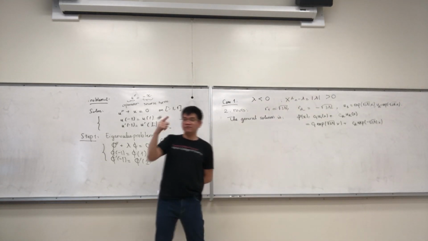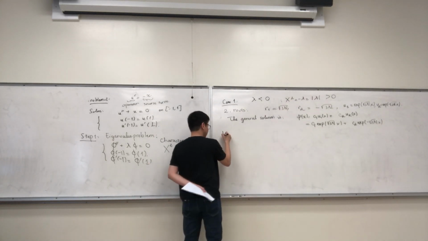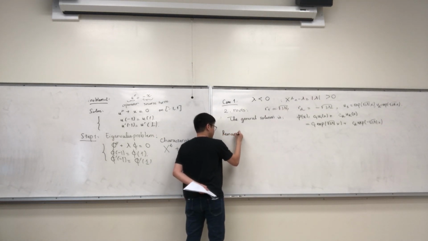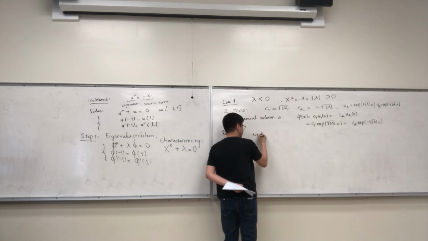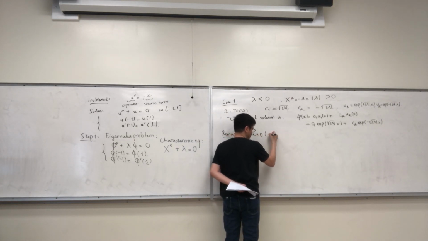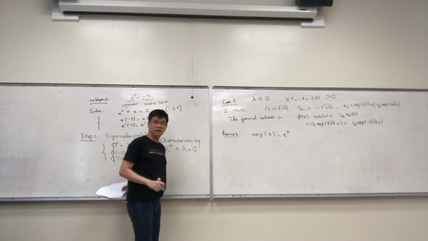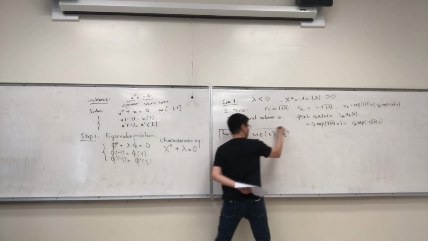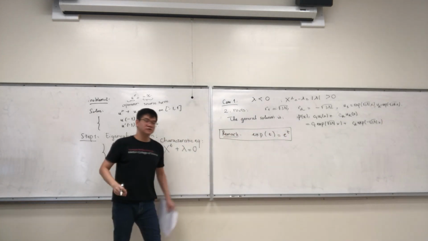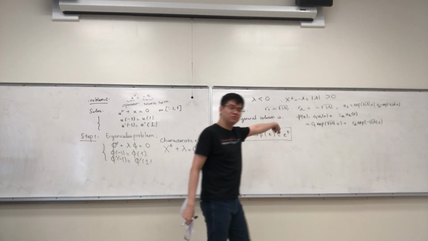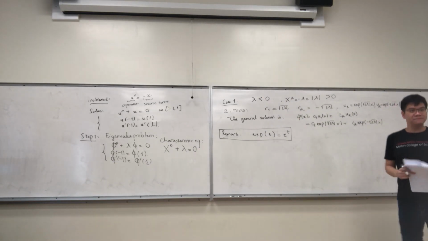I have a remark, because some of you asked me, what is exponential? So exponential of t is e to the t. This is a notation that I use. So exponential of t is the same as e to the power t. Right? So I explain again.